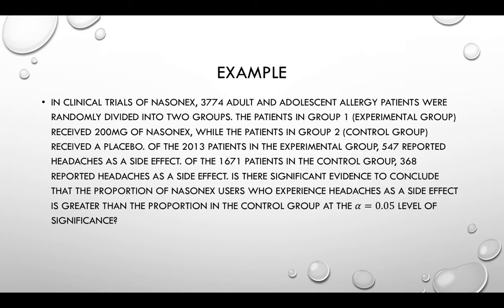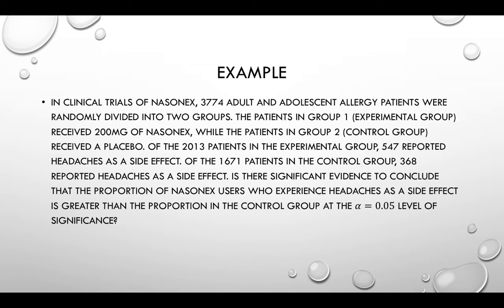So in clinical trials of Nasonex, 3,774 adult and adolescent allergy patients were randomly divided into two groups. The patients in group 1, the experimental group, received 200 milligrams of Nasonex, while the patients in group 2, the control group, received a placebo.